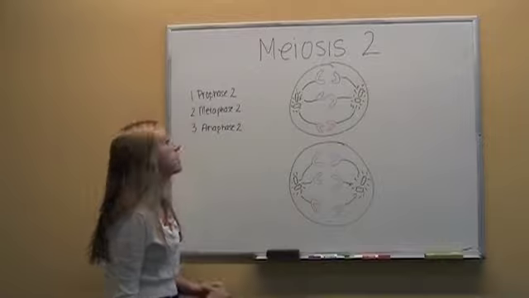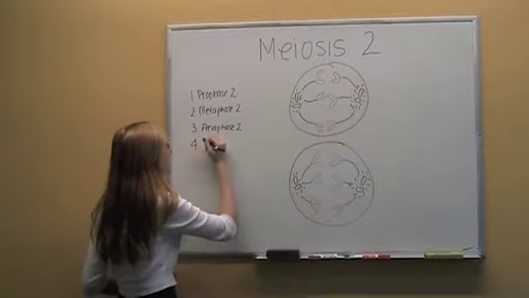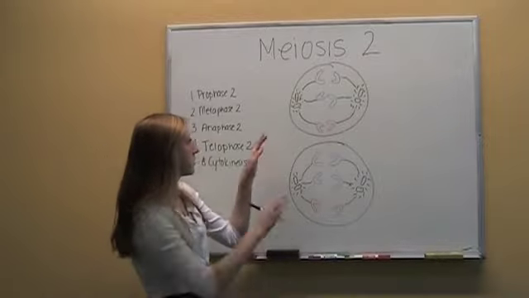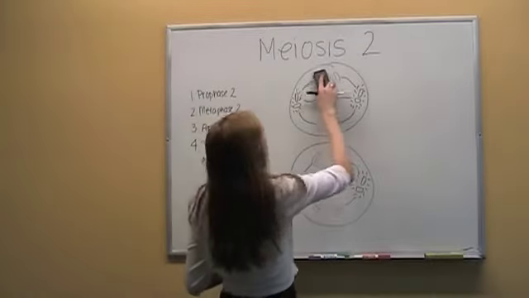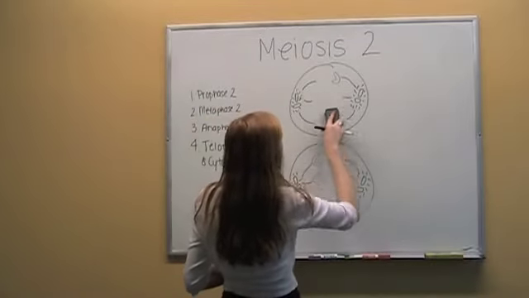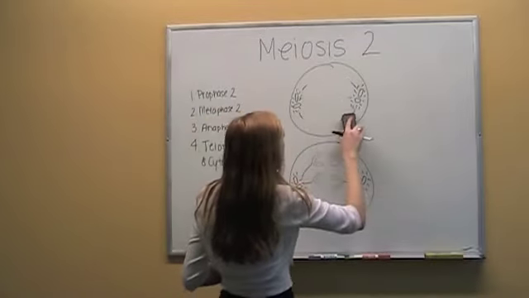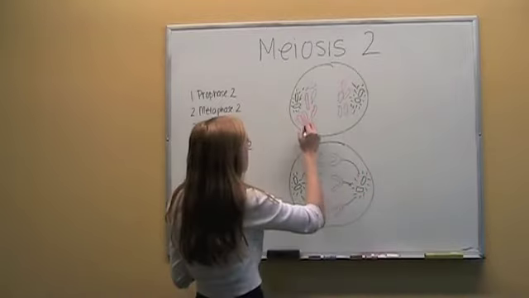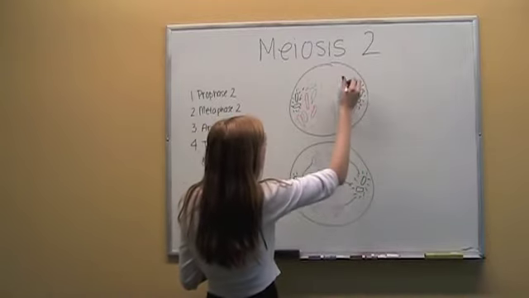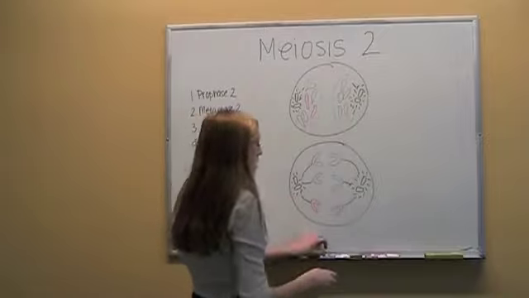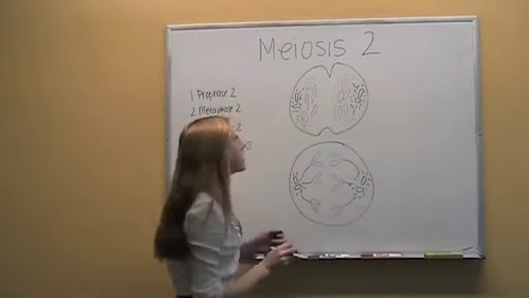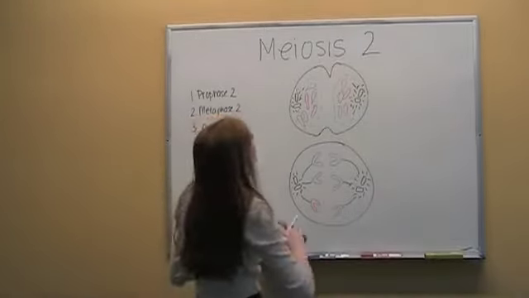The final stage of meiosis 2 is telophase 2 and cytokinesis. In this stage, the sister chromatids move to opposite poles and begin to decondense into genetic material. This is the nuclear envelope reforming. And then a cleavage furrow occurs as seen before, and at the end, cytokinesis completely divides into two new cells.